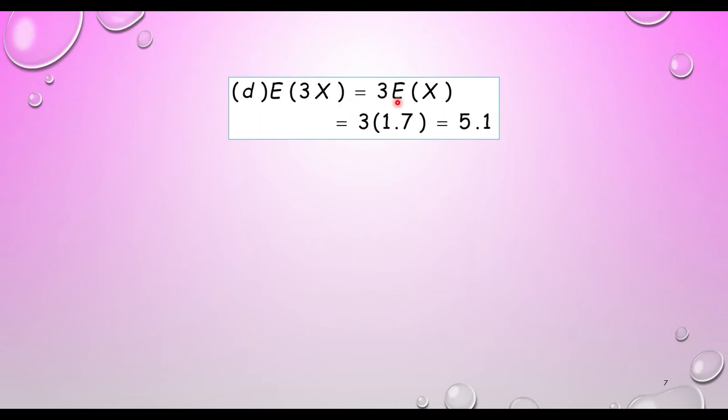So you need to bring out 3 here. 3 multiplied with the expected value for X. So 3 times 1.7 equals 5.1.